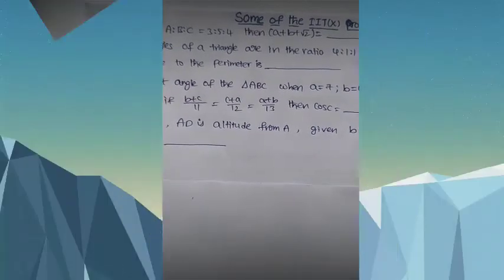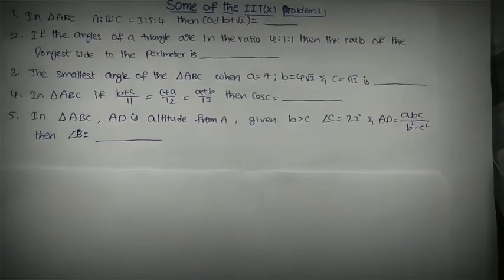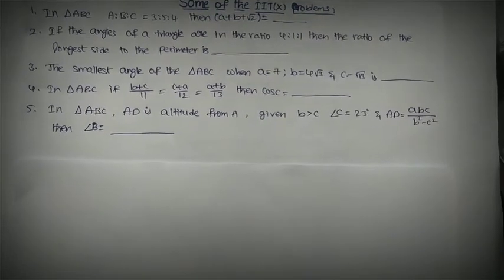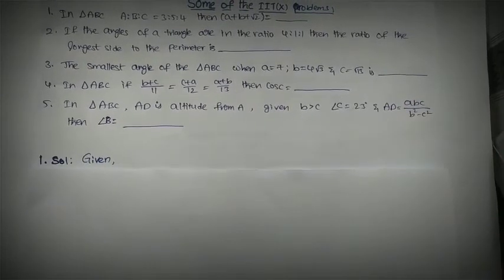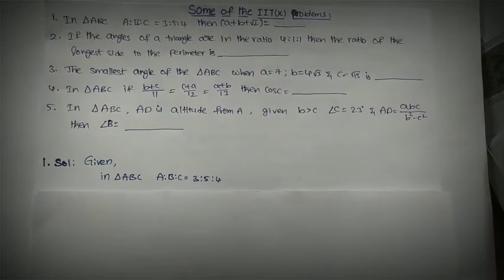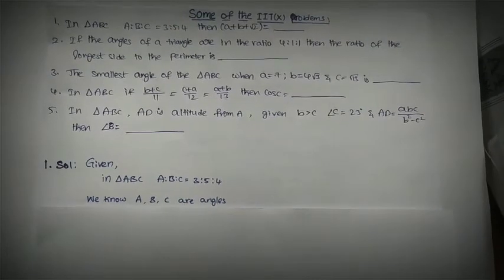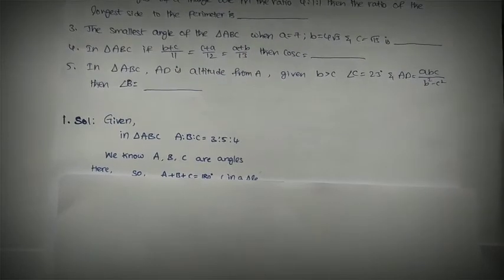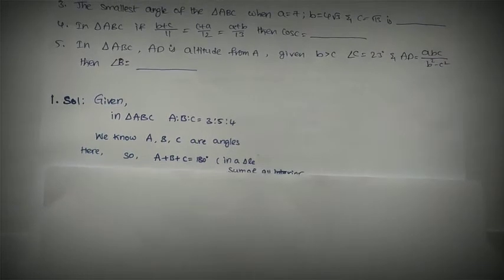So let us start solving the first question, which goes like: in a triangle ABC, a is to b is to c equals 3 is to 5 is to 4. Then we have to find a plus b plus root 2 c. What are ABCs? These capital ABCs are angles and small abcs are these sides. So let us write what is given: in a triangle ABC, a is to b is to c equals 3 is to 5 is to 4, and we know capital ABC are angles as I have mentioned earlier here.